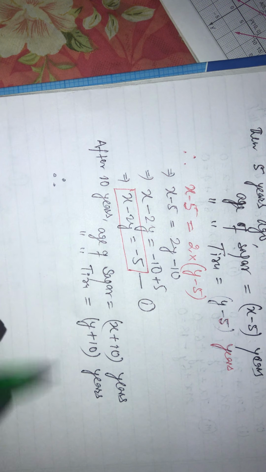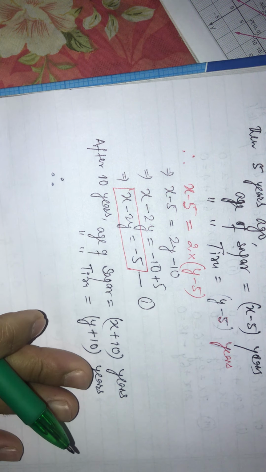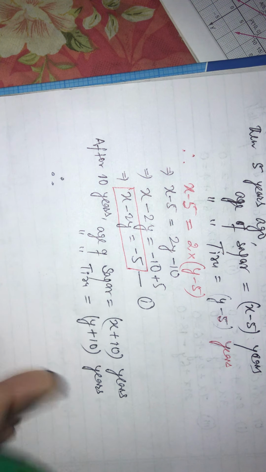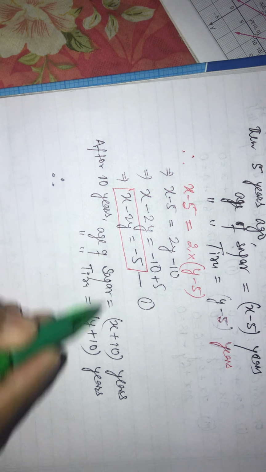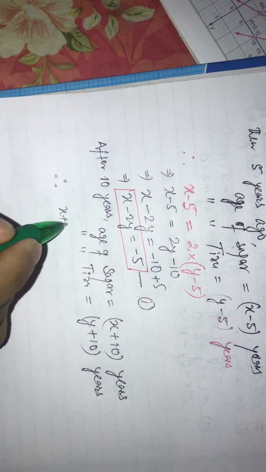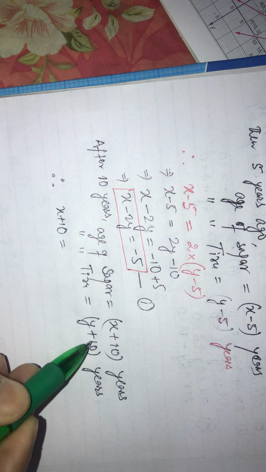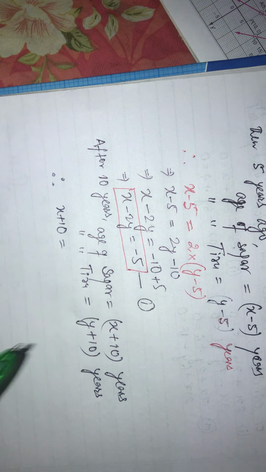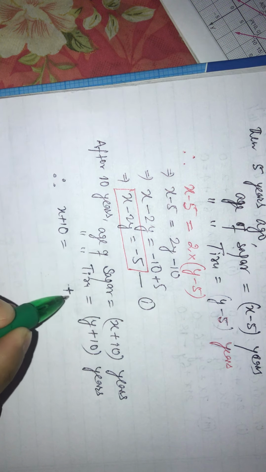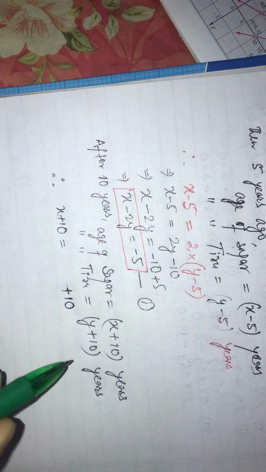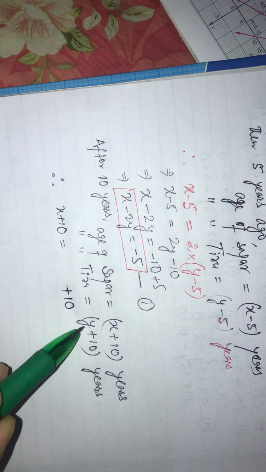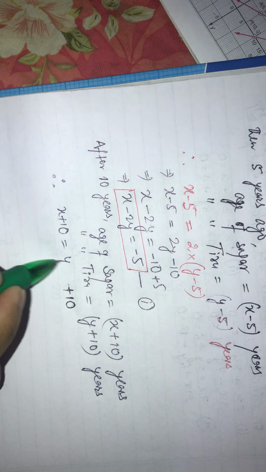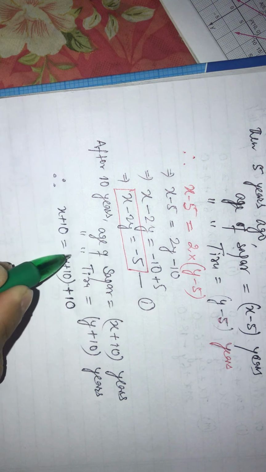If you remember, according to the question, after 10 years Sagar's age will be 10 years more than the age of Tiru. So we'll write age of Sagar first, x plus 10, and 10 years more, they said. More means plus 10, we know, so we'll add 10 with the age of Tiru. So y plus 10 in bracket.